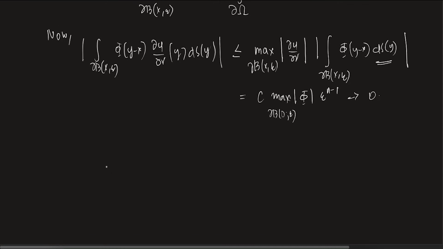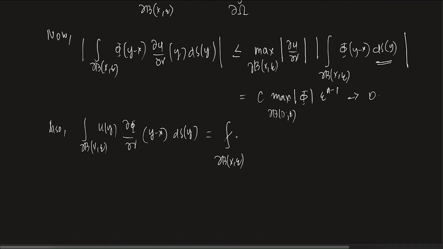Okay. Now, what we have is the integral over del B x epsilon of u of y times the other part, del phi del gamma of y minus x, ds of y. Clear? Now, what exactly is this thing? If you remember from the last class, we did exactly this sort of calculation. So what did we get? I'm not doing this part again.